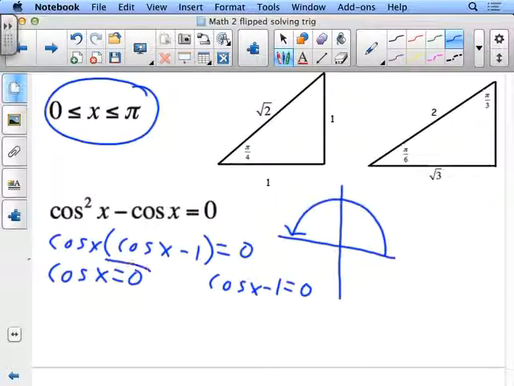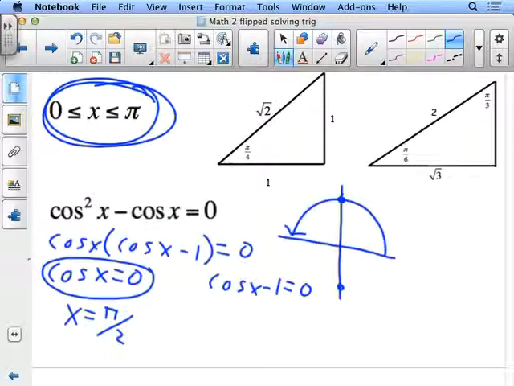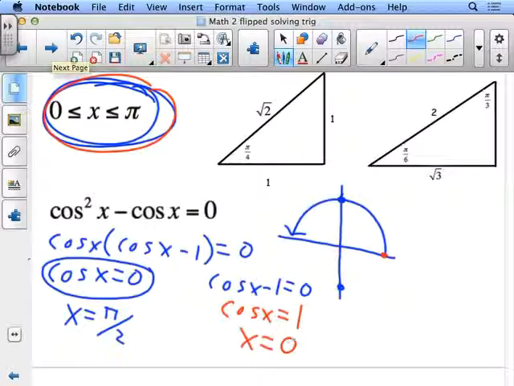Well, cosine of x equals 0 at pi halves. It actually also equals, so up here, pi halves, it also equals at 3 pi halves, but that's outside of our domain. If I go cosine of x equals 1, well, the only spot it equals is 0. It actually equals at 2 pi too, but once again, out of my range. So x equals 0. There's the two solutions you should end up with.